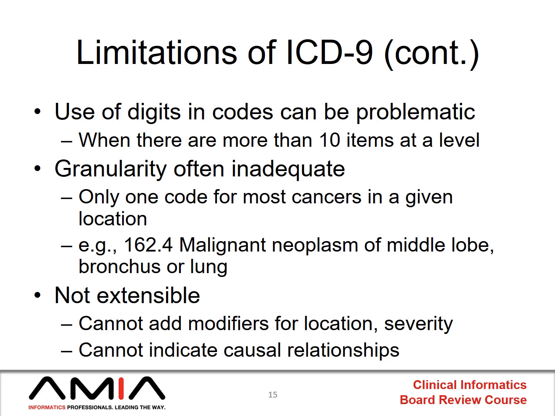Another limitation of ICD-9 is that the granularity is often inadequate. For example, there is one code for most types of cancer in a given location, and of course, a single cancer can have many different histologic types and behave in many different ways. And ICD-9 is not extensible. We can't add modifiers for location or severity, and we can't indicate any kind of causal relationships.